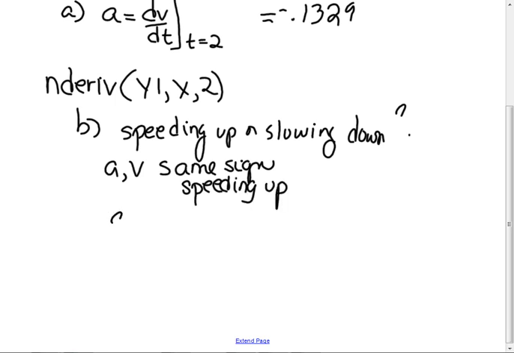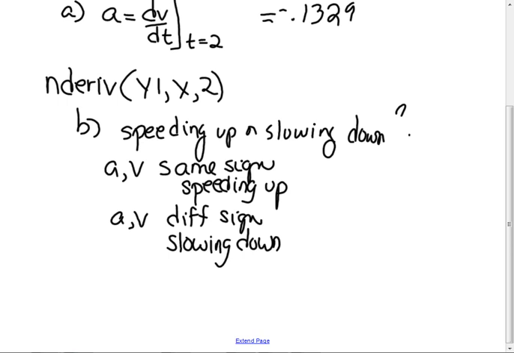And if they are different signs, it's slowing down. I know it seems crazy, but if the acceleration and velocity are both negative, think of my pen falling. If you jumped out of a tall story building, you are not slowing down, are you? Acceleration's negative, velocity's negative, you are speeding up.